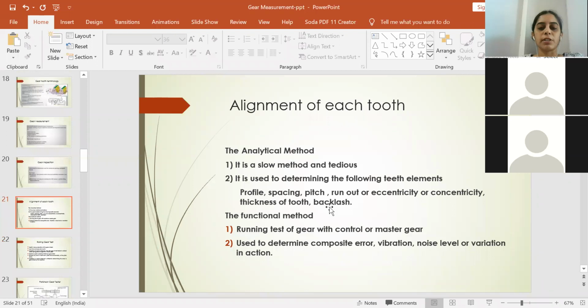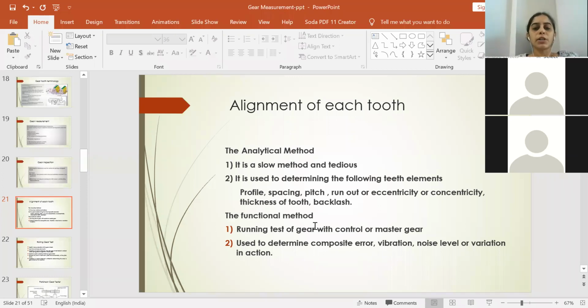So what happens in the analytical method? I told you already, it is a slow and tedious method. It is used to determine the following teeth elements: the profile of the teeth, the spacing between the teeth, the pitch value, the eccentricity or concentricity of the given gear, the thickness of the tooth, and backlash. All these will be measured in the analytical method, and hence it is called tedious.